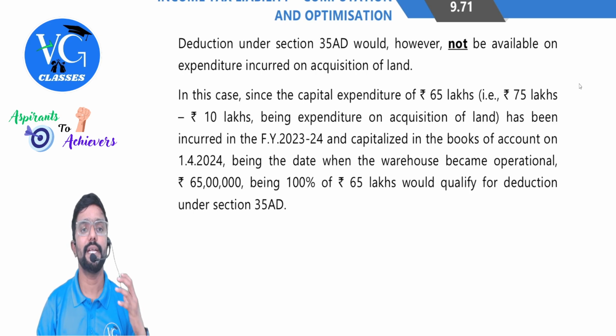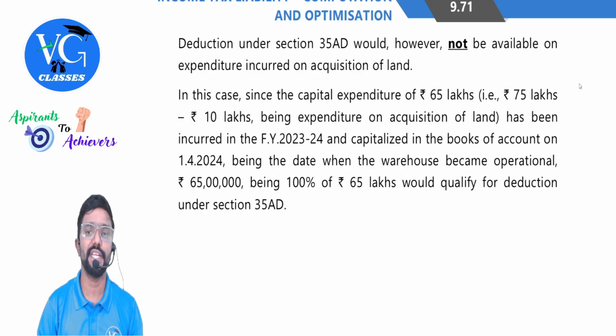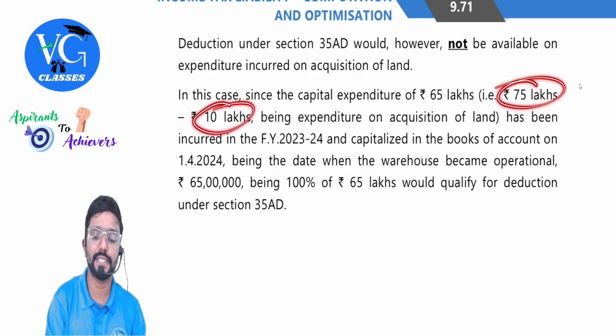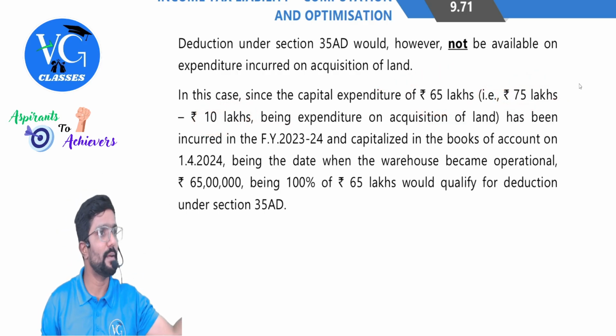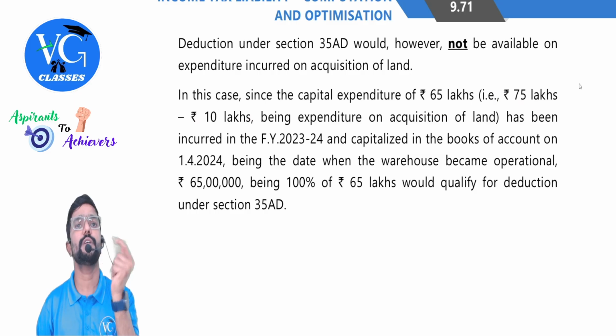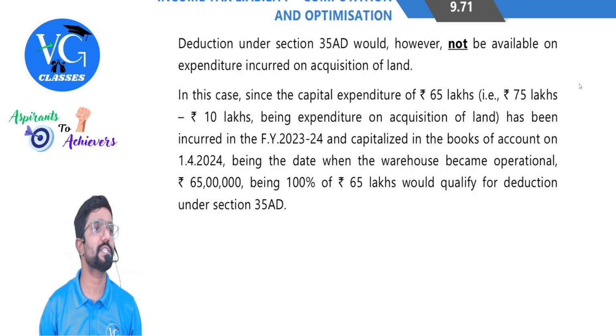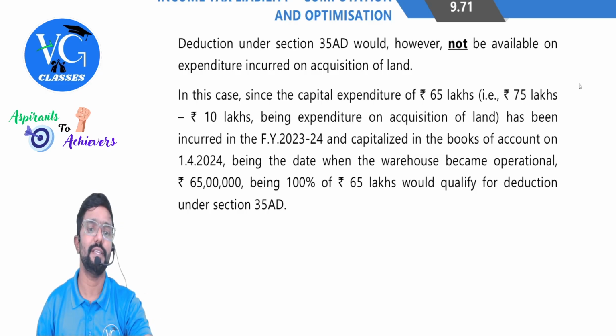Deduction under section 35AD would, however, not be available on the expenditure incurred on acquisition of land. So that means how much deduction he can claim? 75 minus 10. He can claim 65 lakh. Even though it was incurred last year, business is commenced in the current year. So it can be claimed in the year in which commencement of business has happened. Is that clear? Yes, guys.